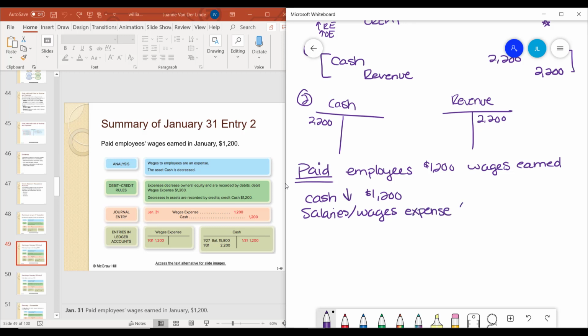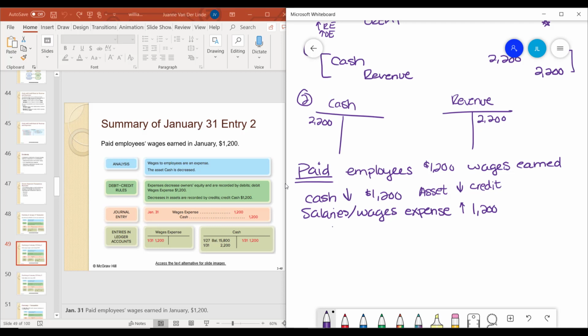And my expenses are going up now because now I incurred an extra expense. I had to pay money now for these wages. So a decrease to cash and an increase to wages expense. Cash is an asset, and decreases to assets are shown with a credit.